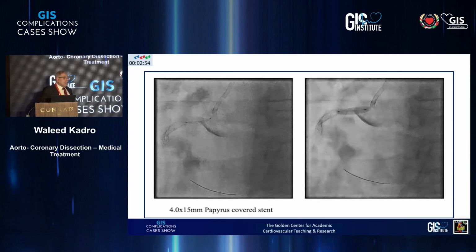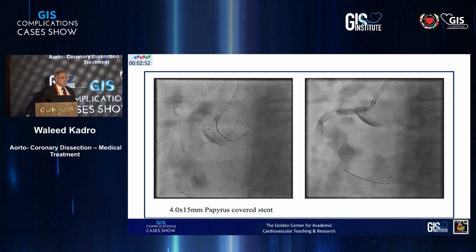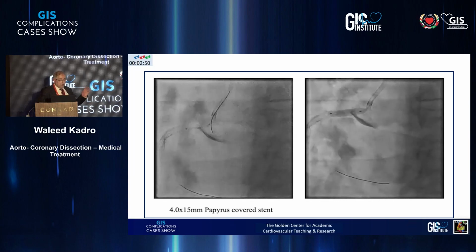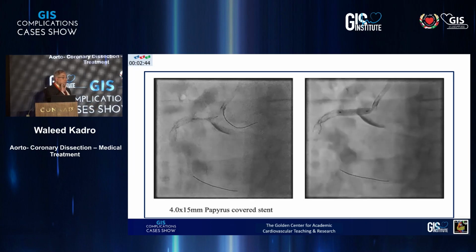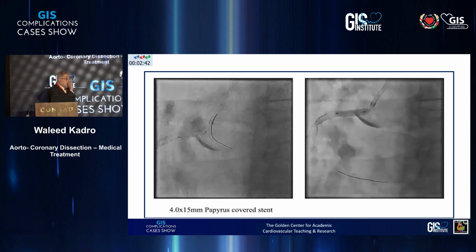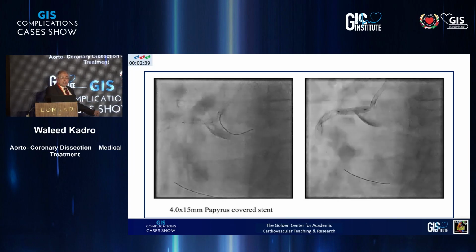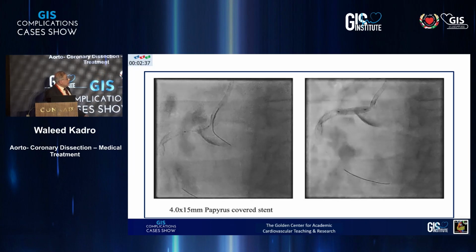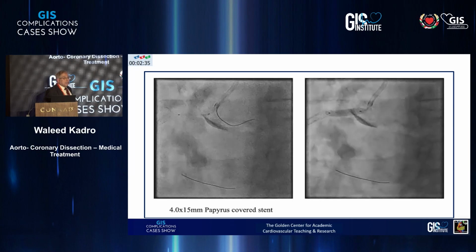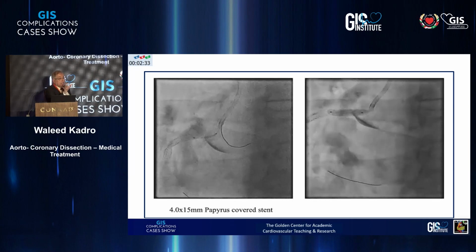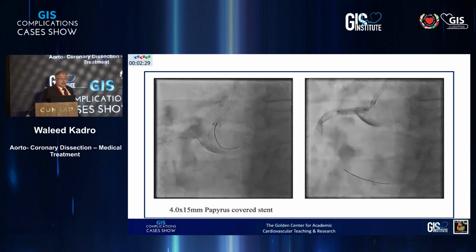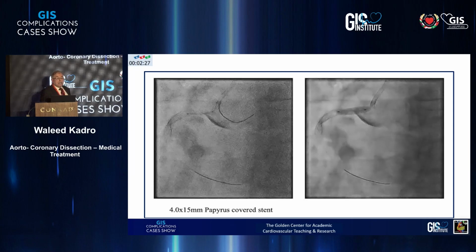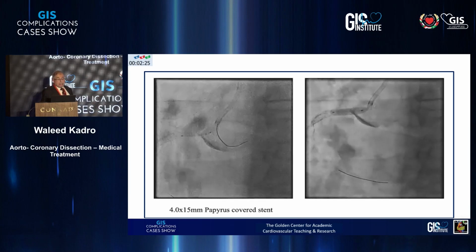Without changing anything, without changing the guide, the wire is still there, no injection, just pulling the guide a little bit and putting a stent. To make sure that we are stenting the ostium, I put an extra wire to assess where the cusp is and where the ostium is, because there is a distance now, due to the dissection, between the ostium and what you think is the RCA. So this is the way, and I stented that.